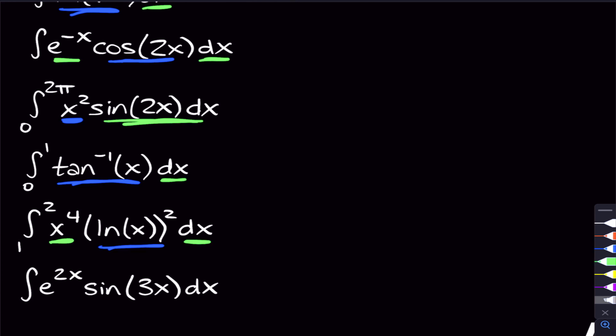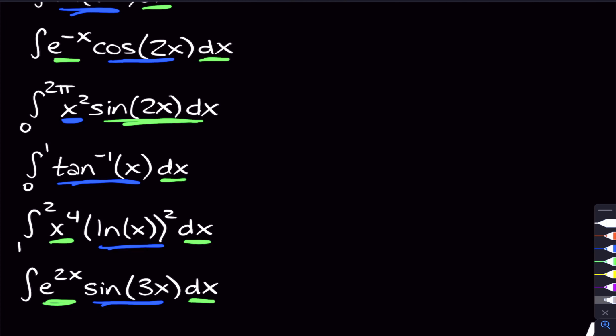And then we've got one more integral to do here. Again, it's the integral of an exponential times trig. It's that special case again where you're going to have to add that integral to the other side eventually. And here, trig comes first, so we make our u sine of 3x, and we make our dv e to the 2x dx. So that right there is how you pick your u.